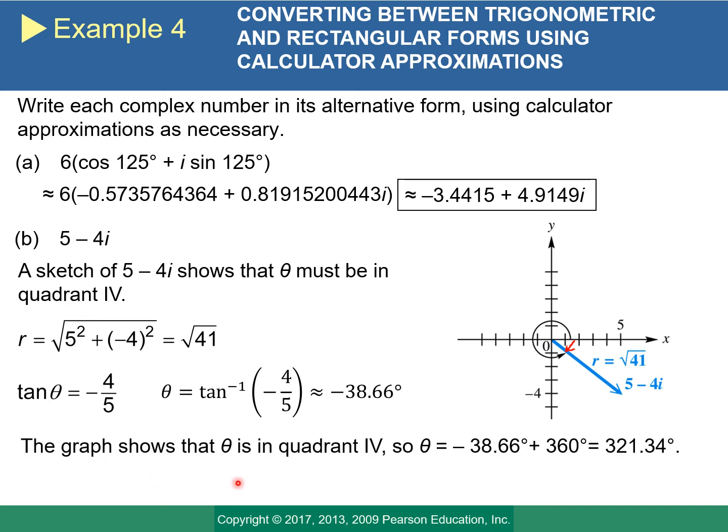All right, and hopefully you thought about adding 360. We want to land at the same place, at the same vector, but we're going to go positive from here. So we just add 360 going all the way around our circle, and we get 321.34 degrees. We have everything we need, and so we just write our answer in trig form, polar form, and we get the following: 5 minus 4i is the same thing as square root 41 cis 321.34 degrees. And that's it.